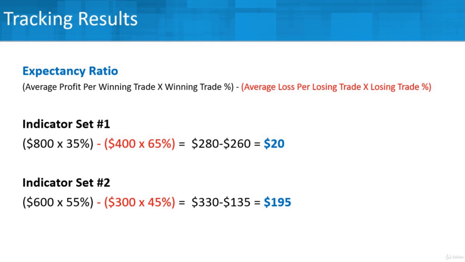So let's say in this case, we're using a different set of indicators. Maybe we're being a little more conservative on the profit side, and so we're making less profit per trade. We're making only $600 instead of that $800.